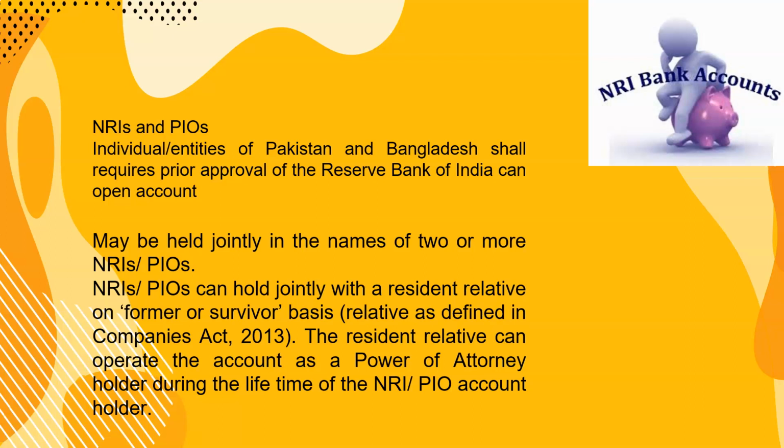A resident relative can operate the account as a power of attorney holder during the lifetime of the NRI and PIO. The power of attorney ceases with the death of the NRI. So he can operate till the NRI or PIO is alive. So he can also give a power of attorney to any resident Indian also, right?